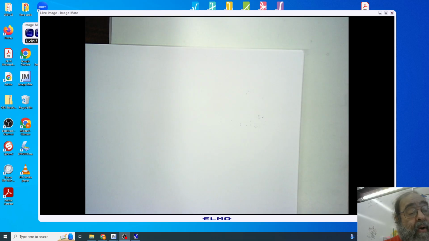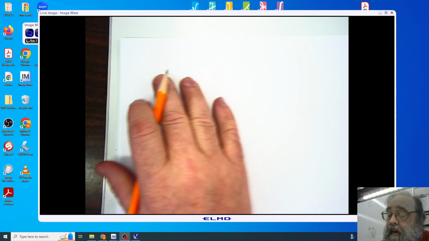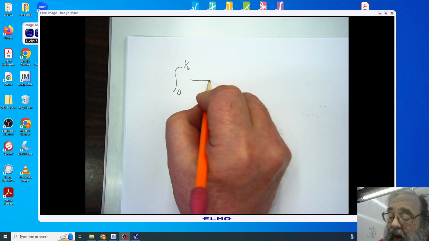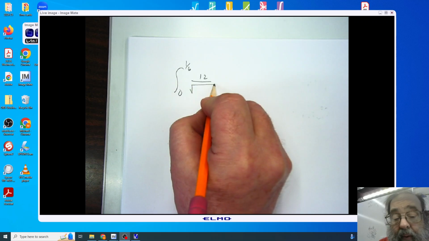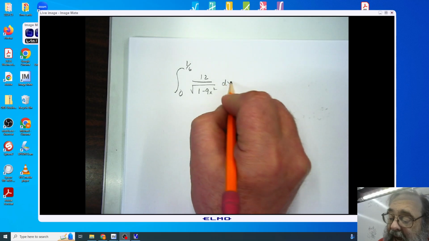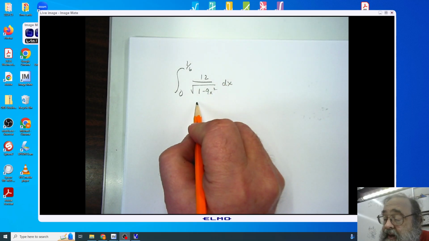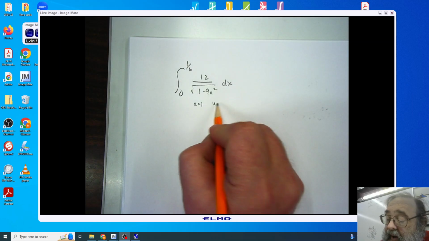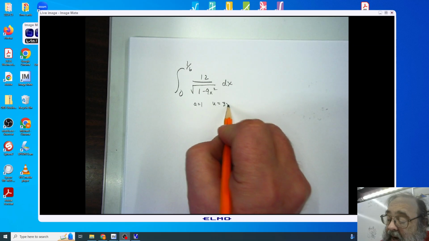We're now going to take a look at number 11. And let's just write down what number 11 was. That was the integration from 0 to 1/6 of 12 over the square root of 1 minus 9x squared, dx. And I can see that my a value here is 1, and I can see that my u value here is going to be 3x.